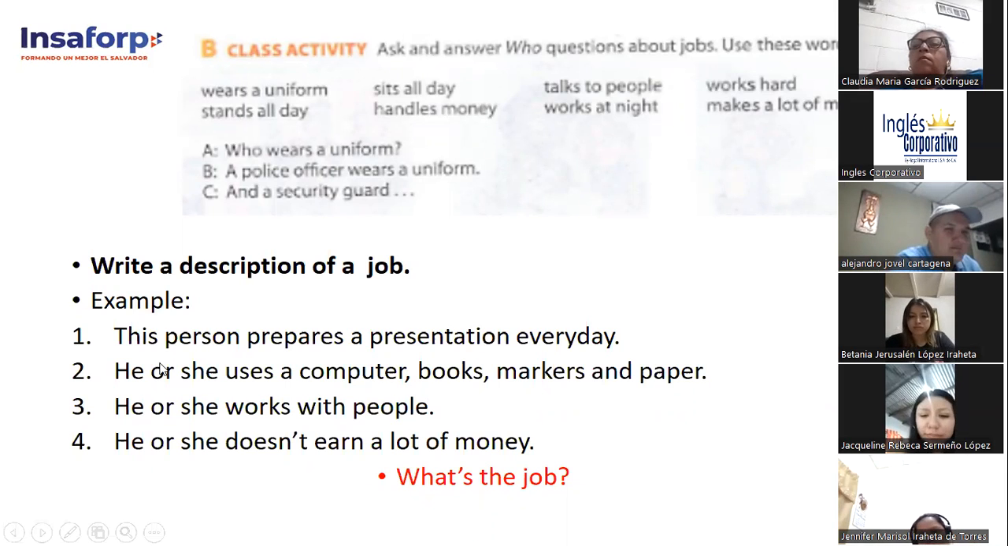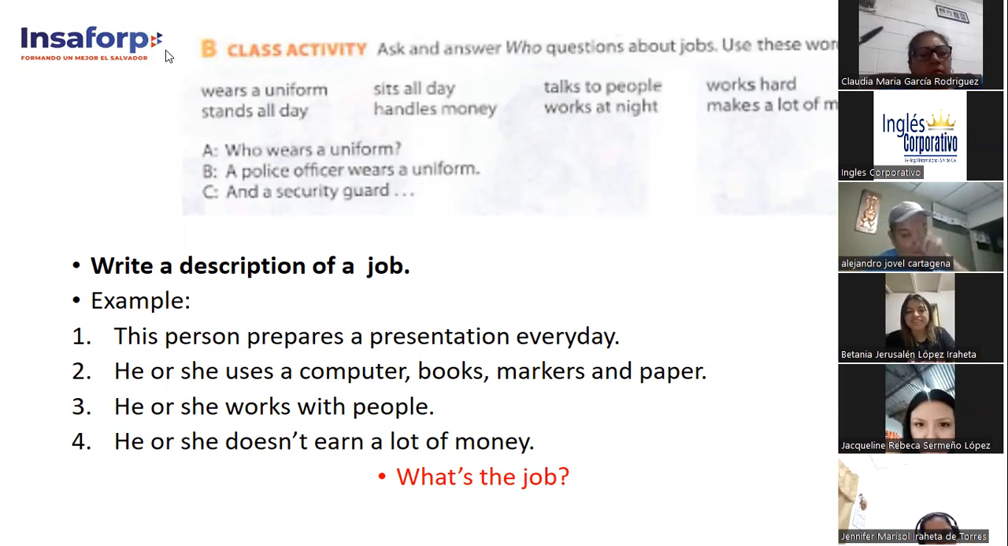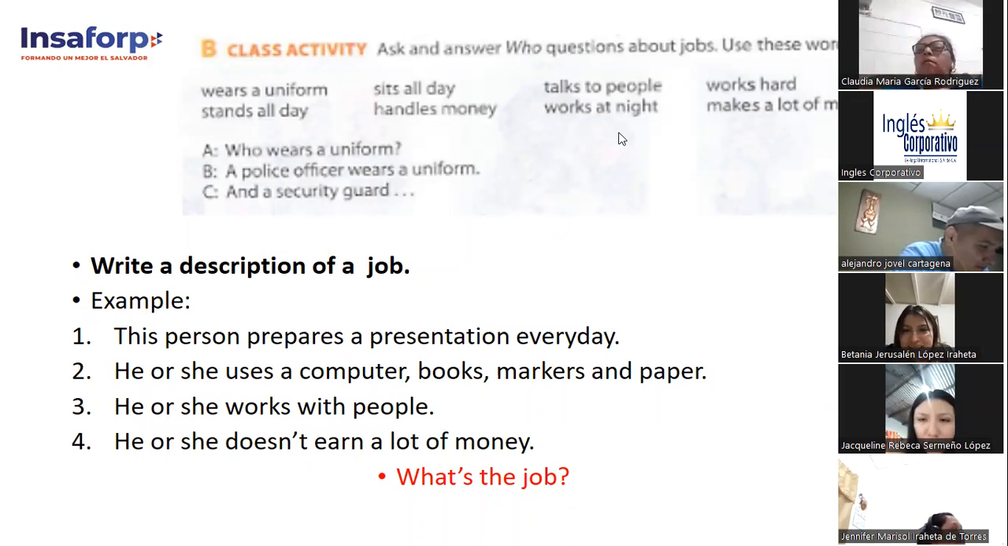Betania, do you have your description? Yeah, I wrote it. This person saves lives every day. He prescribes medicine to cure disease. What's the job? Doctor? Yes, that's correct.